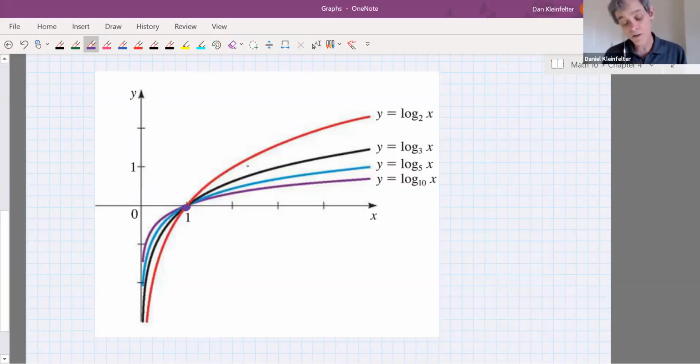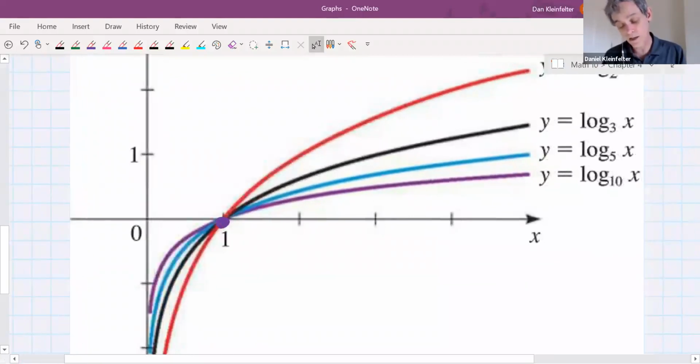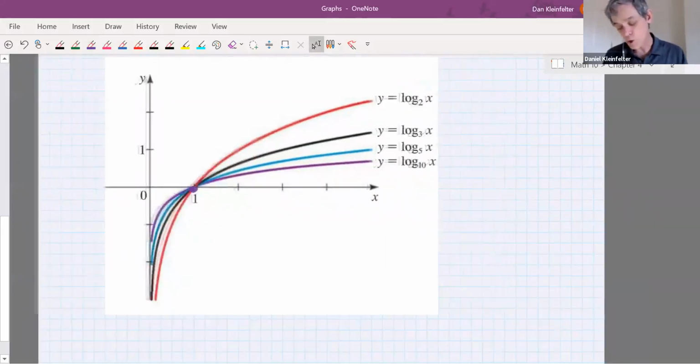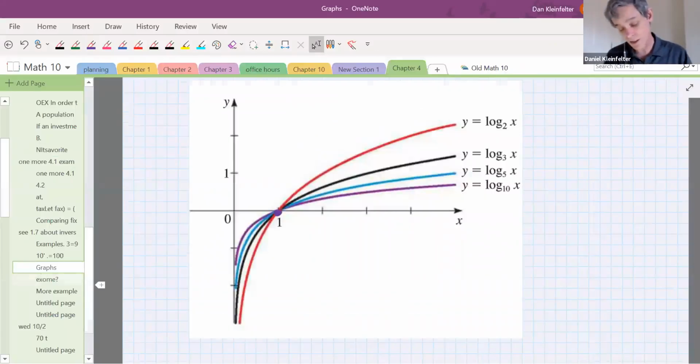You'll notice also as they pass through the point (1, 0), the ordering of the graph switches. So you'll see counting from top to bottom, to the right of 1, you have red, black, blue, purple. And that order is reversed on the left side of 1: purple, blue, black, red. Okay, so that's a quick tour through the graphs of the logarithm functions.